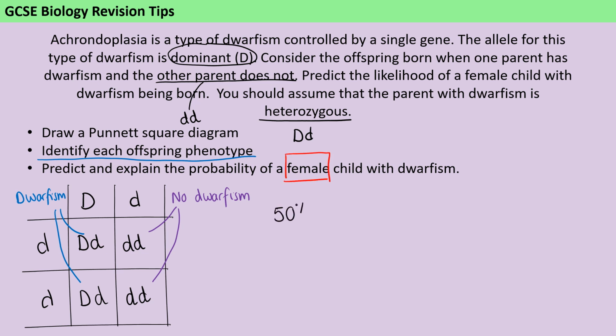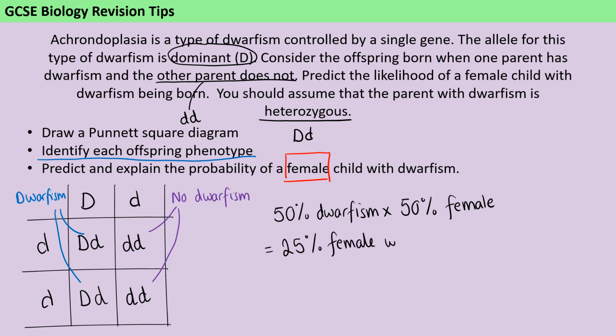So we know that the proportion of dwarfism in the children is 50%, and we also know that the proportion of females in the population is 50%. So we can then use our probability. We know that the probability of 2 different independent events happening at the same time can be found by multiplying those probabilities together. So 50% of 50% gives us 25% of offspring would be female with dwarfism, or at least that's the statistical likelihood anyway.